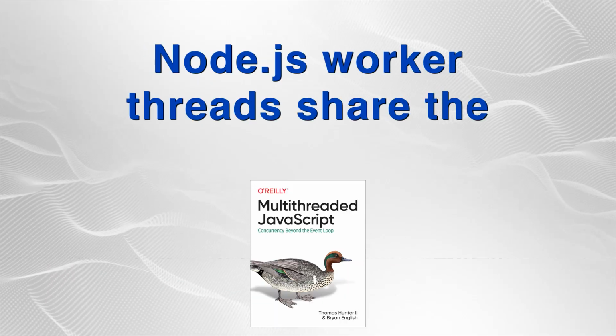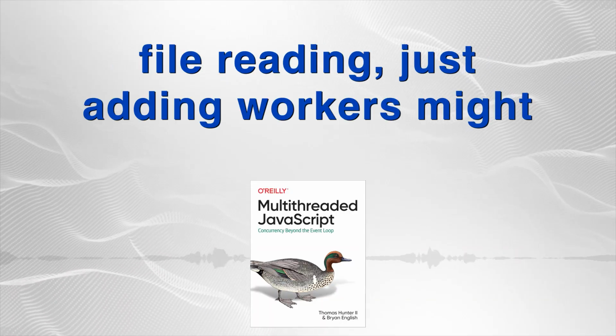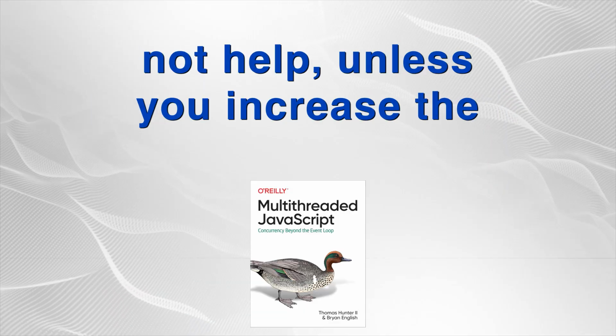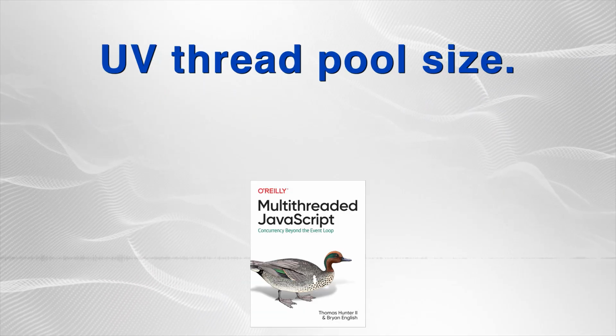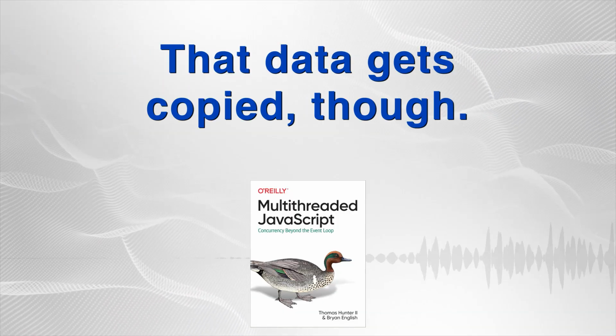Anything else to watch out for? Node.js worker threads share the same libuv thread pool for I/O. So if you do lots of file reading, just adding workers might not help unless you increase the UV thread pool size. You can also send initial data to a worker when you create it using workerData. That data gets copied, though.